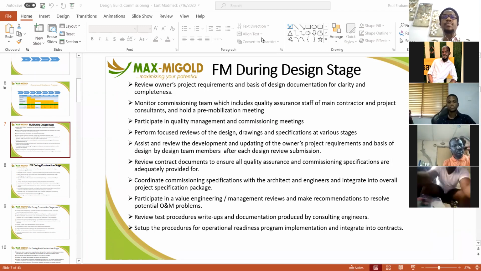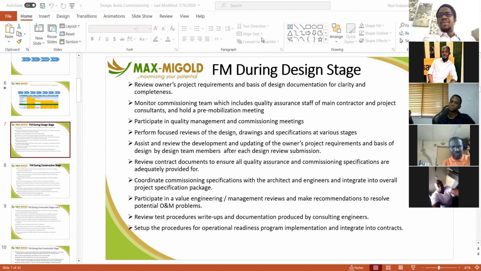Everything must be captured. And then commissioning, we describe this as testing or checking for adequacy, right? Commissioning actually starts throughout the process of design. You have to set up a team to be ensuring that everything that is being designed and being intended for building is going to meet the requirements of the owner. So we call that commissioning already from the onset. The FM takes care of that. Quality management and commissioning meetings take place. The FM participates in those.